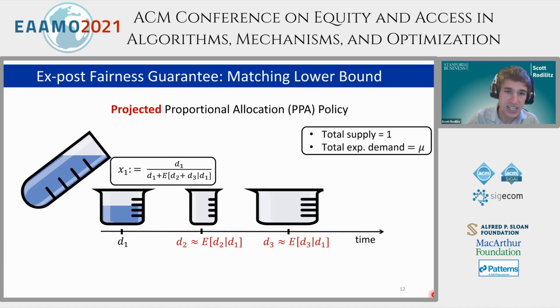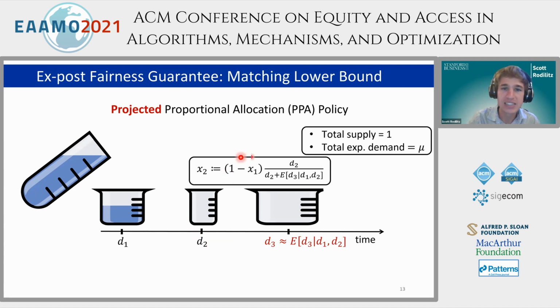Then we'll observe the second demand. We'll take our remaining supply and allocate that proportionally, again, based on what we expect demand to be. Note that we're updating demand here based on every observation we've made so far. All right, so in the paper, we're able to show that this projected proportional allocation policy achieves exactly that ex post fairness guarantee of kappa that I showed you earlier. We show this by inductively establishing a lower bound on the value to go of our policy for any particular state. I'm not going to get into the details here.